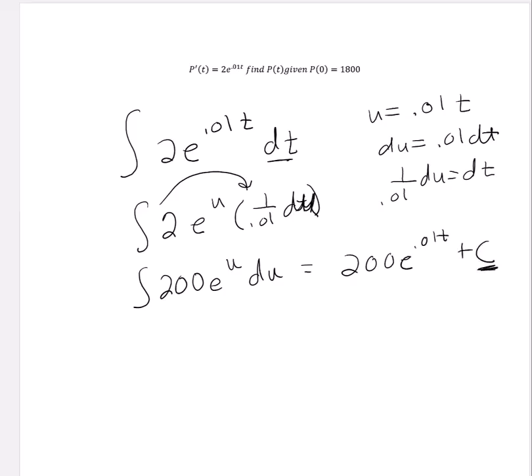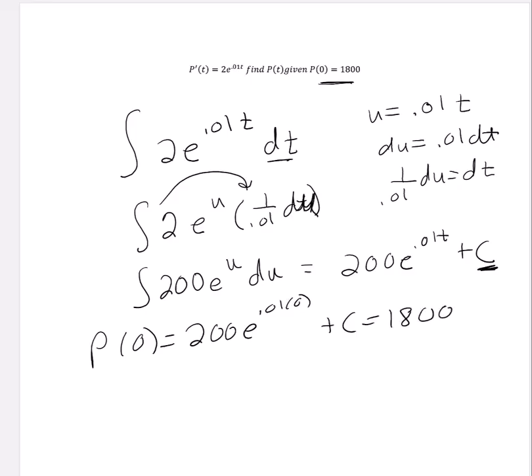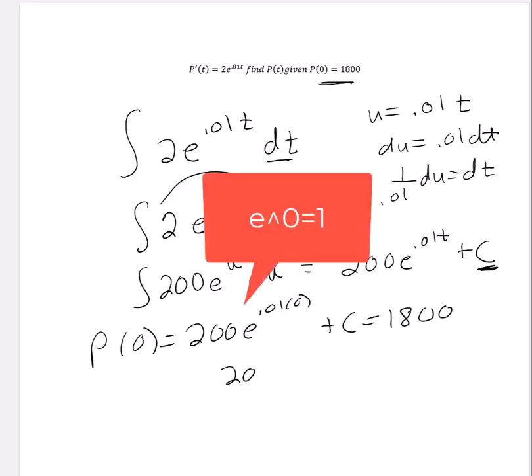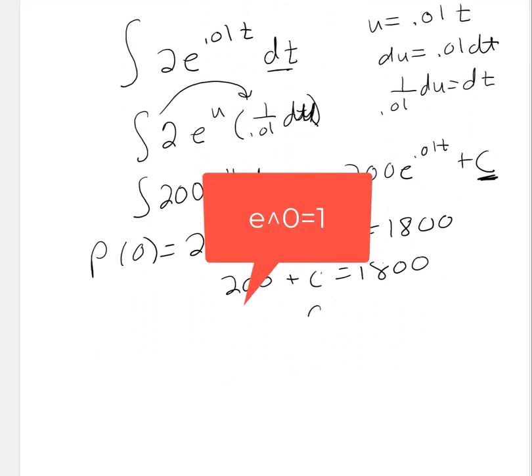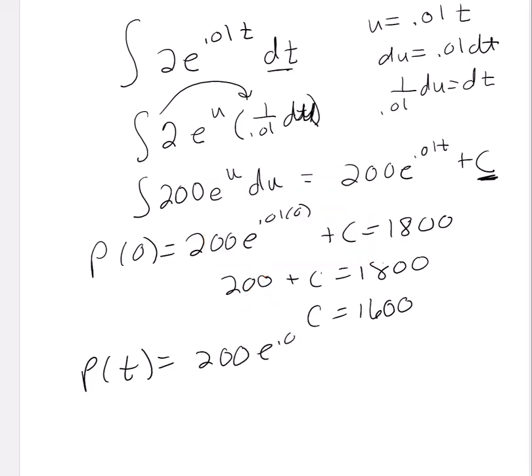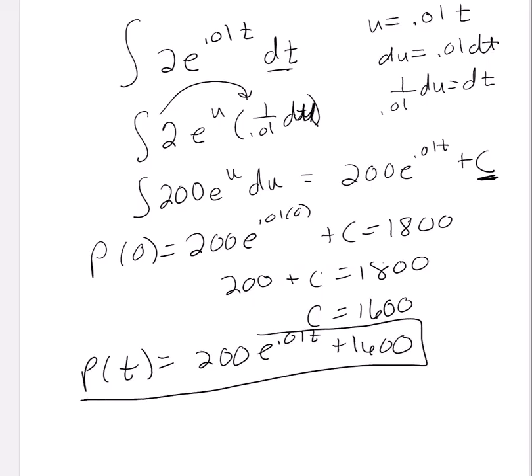Now this time I'm going to be able to solve for c because I had an initial condition that says when I plug in 0, so I have 200 e to the 0.01 times 0 plus c, I should get 1800. E to the 0 is 1, so I have 200 plus c is 1800, which tells me c is 1600. So my function p of t is 200 e to the 0.01 t plus 1600. So remember, we can solve for c when we know an initial condition.